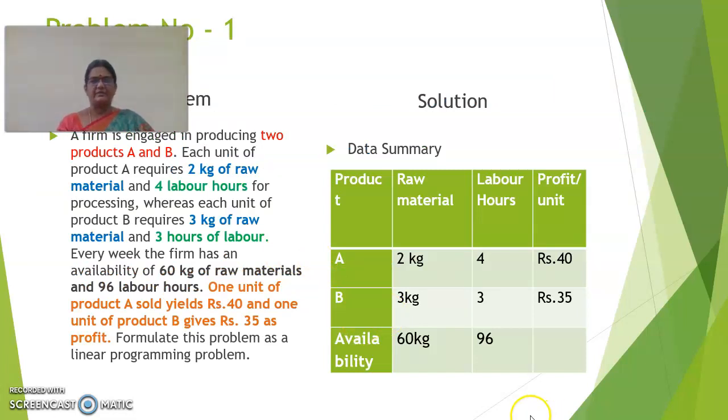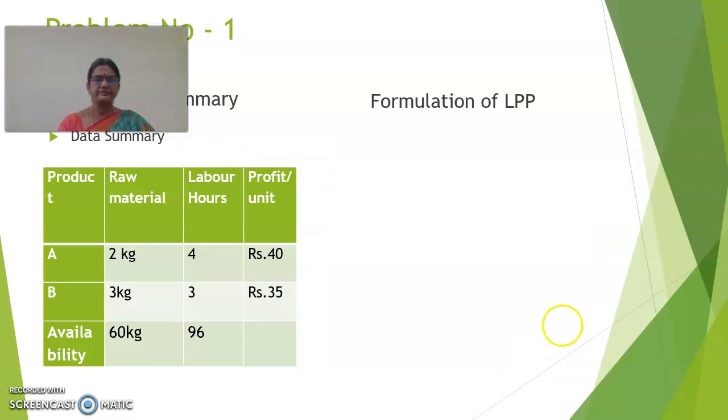The data summary here: product is A and B. Raw material requirement is 2 kg for A and 3 kg for B. Labor hours, 4 hours for A and 3 hours for B, and the profit per unit for A is 40, for B it is 35. Now the availability of raw material is 60 kg and 96 labor hours. So we have made a data summary. Afterwards, based on the data summary, we have to write the objective function and constraint equations.